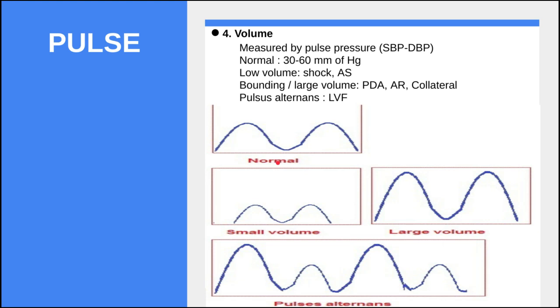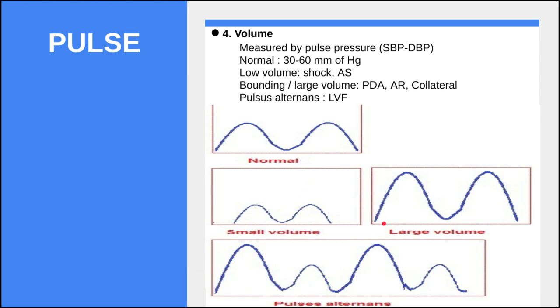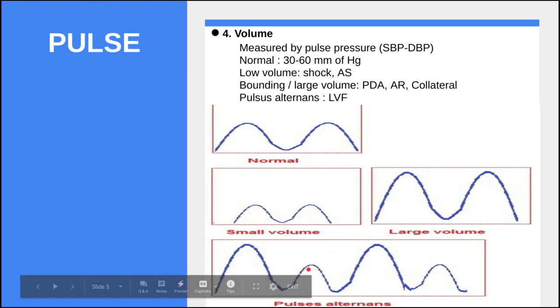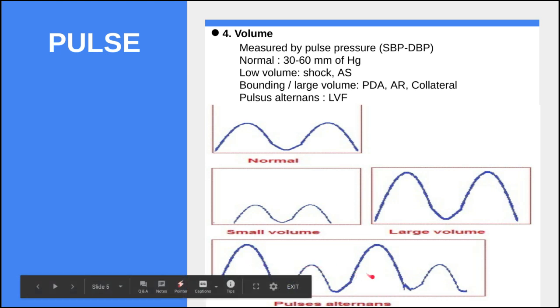In pulse, this is a normal volume pulse, this is a small volume pulse, this is a large volume pulse, and this is pulsus alterans. Pulsus alterans has low and high volume pulses alternately.